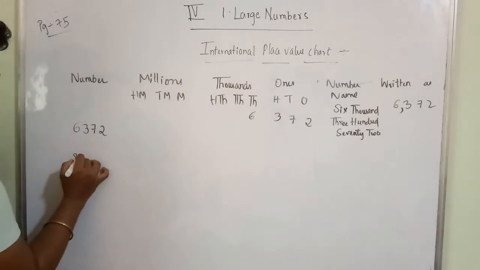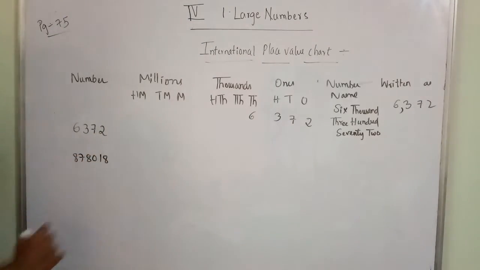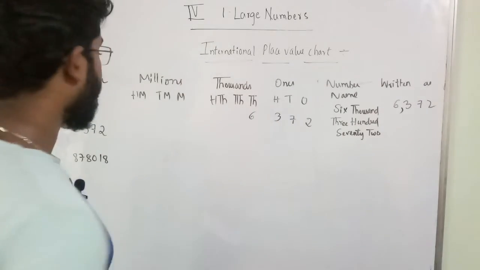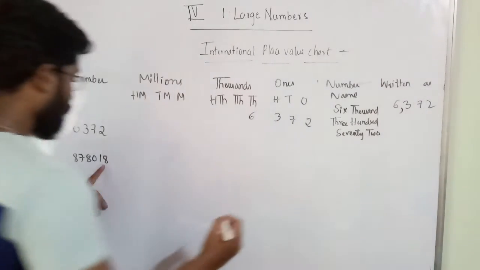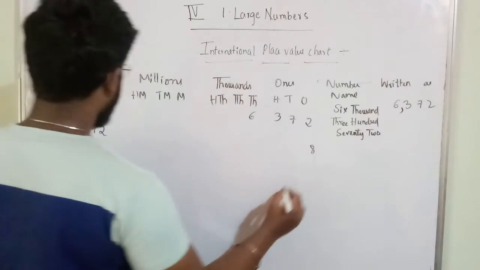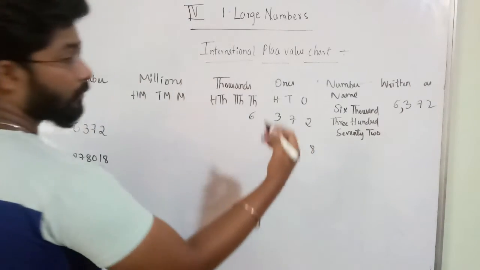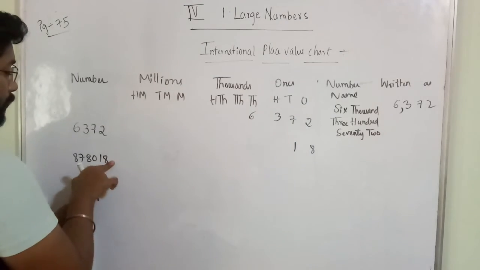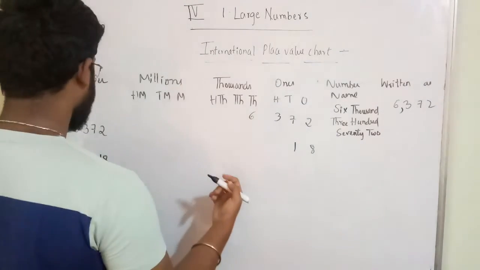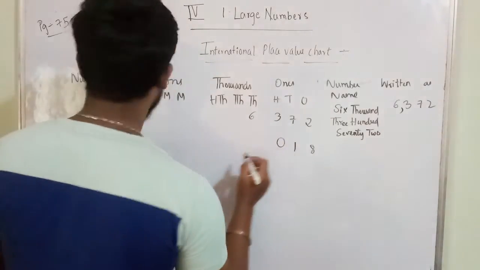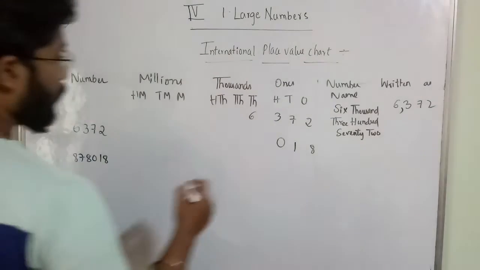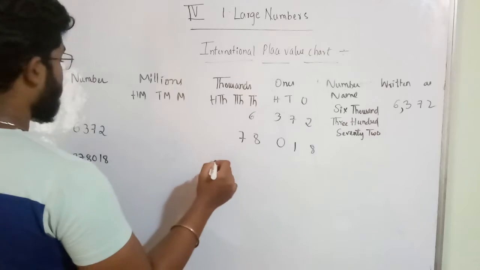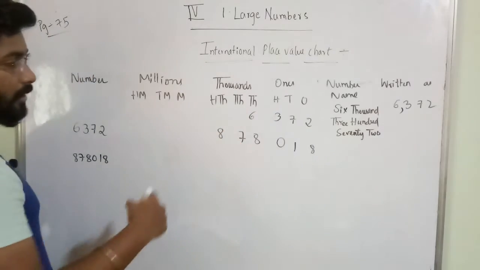878018. Okay, so how can you write this under the periods? Starting from 8, next number is 1. You have to start writing from right to left. You have to start from the last number to arrange under the periods. Next one is 0, next one is 8, next one is 7, next one is 8 again. So we have arranged this.